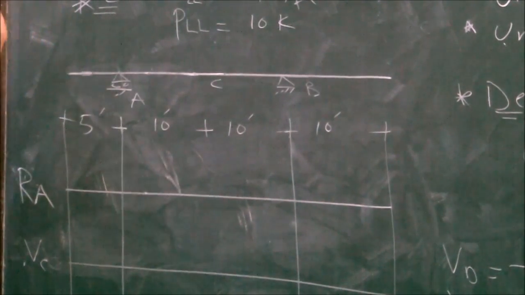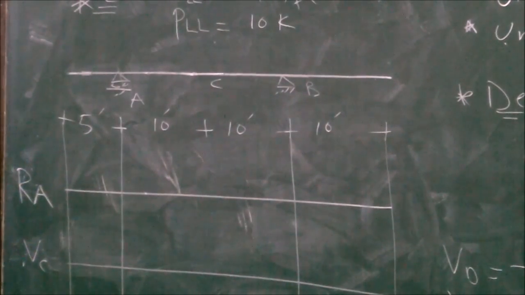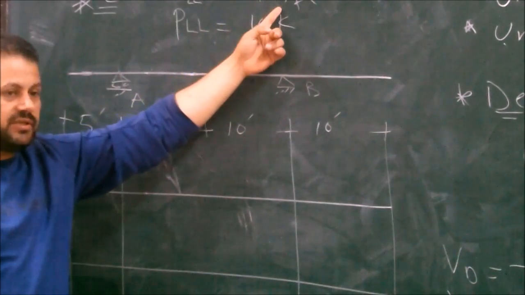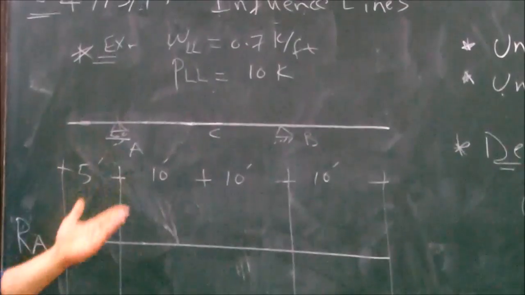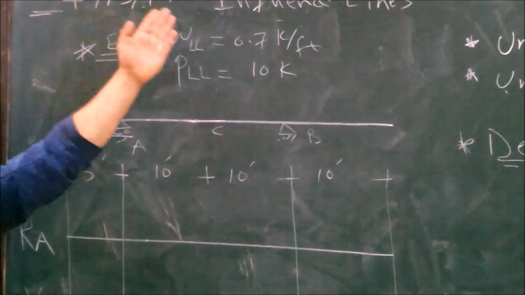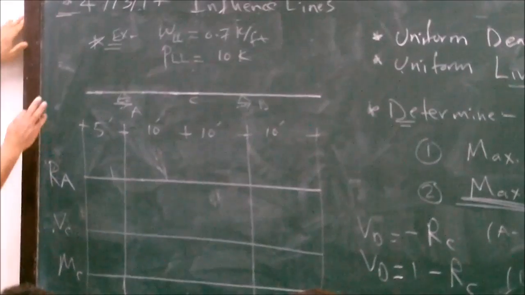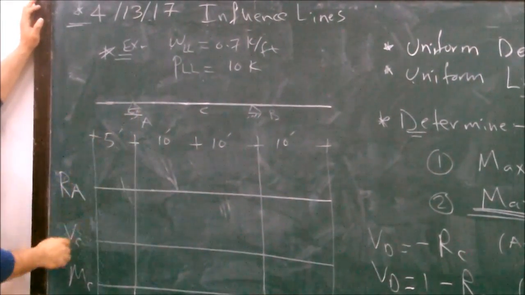We need the maximum values for RA, VC, MC caused by a distributed live load of 0.7 kip per foot and a concentrated live load of 10 kip. So you draw the influence line, you place the load to maximize, so you get the maximum value. Good. Now for the reaction at A, look here.